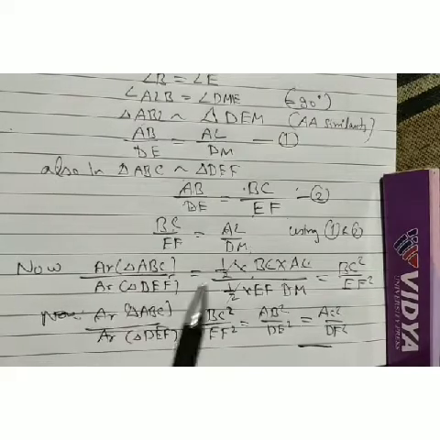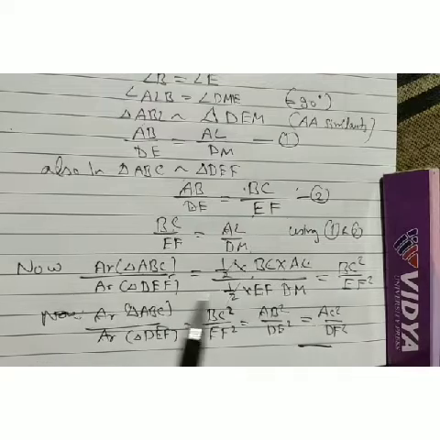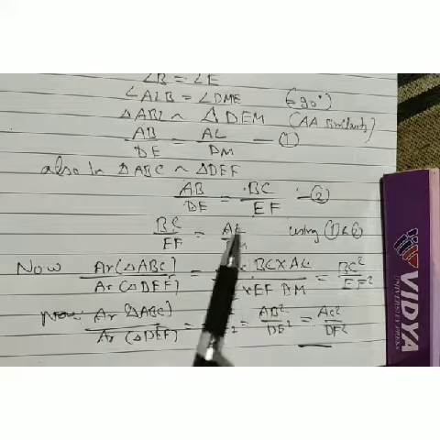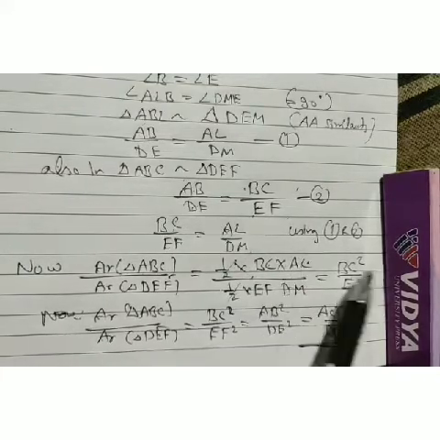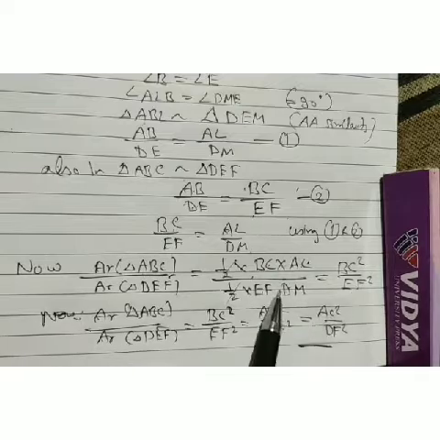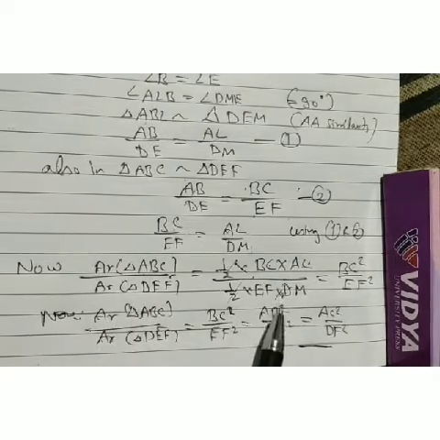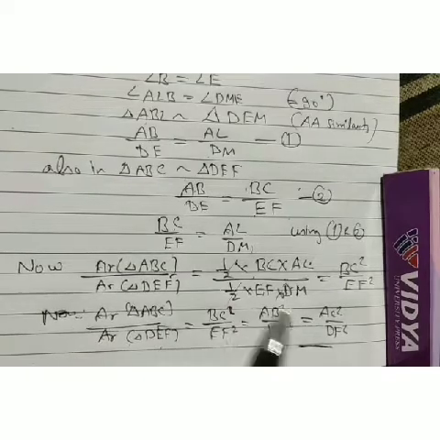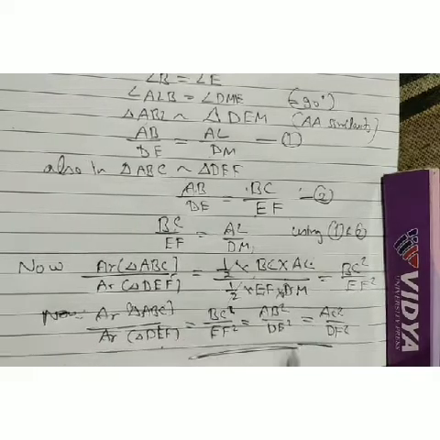The area of triangle ABC is given by half base into height. Also area of triangle DEF is half base into height. Now this cancels out, BC by EF. Then we change AL by DM to the value BC by EF. BC into BC square, EF into EF square. Then we are able to prove that the area of triangle ABC to the area of triangle DEF is a ratio of the square of their corresponding sides.